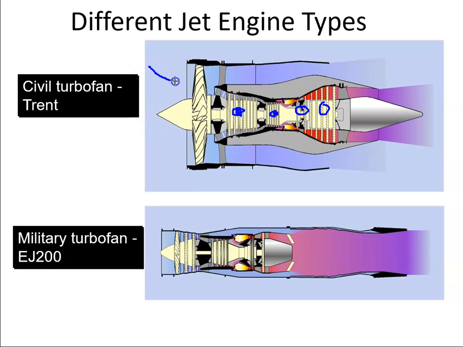So the air comes in, most of it goes around the outside of the engine. So the fan is accelerating the air through here. So this would be, let's say, our VJ fan. And then some of it comes through the engine itself. So it goes through the compressor. We call this the hot stream air. So this is cold stream, this is the hot stream.